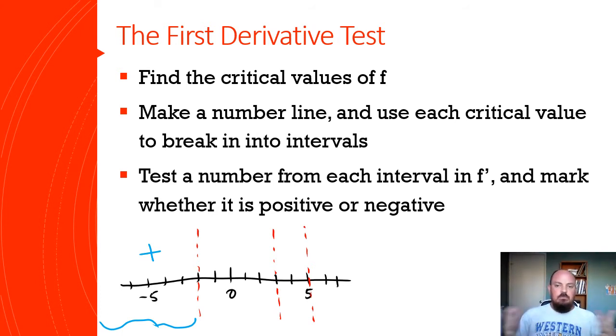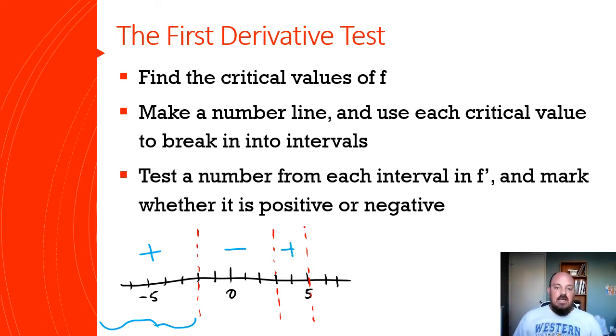And then I pick a number in my next interval. It would be something between negative 2 and positive 3. So let's say I pick 0 and it comes out negative. So I put a minus there for negative. Now my third interval, I would probably pick 4. That's the only whole number in there. Although, just so you guys know, you don't have to pick a whole number. I could pick 3.1 or 4.9 or something like that, but whole numbers are the easiest to work with. So let's say I test 4 and I plug it into the derivative and I get a positive number. So I put a plus here.